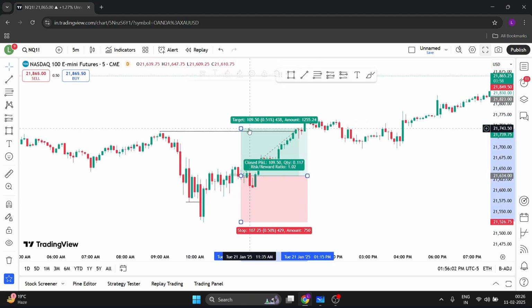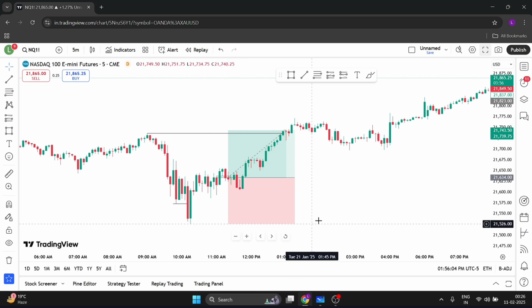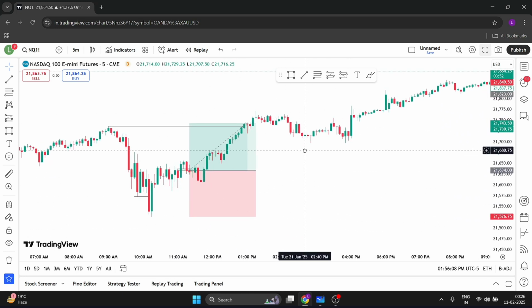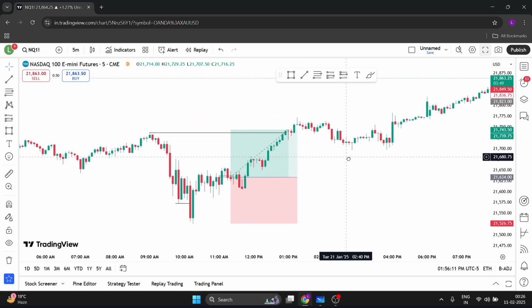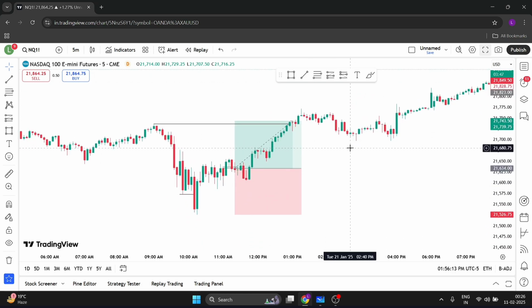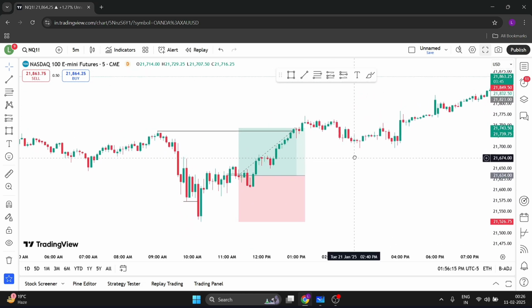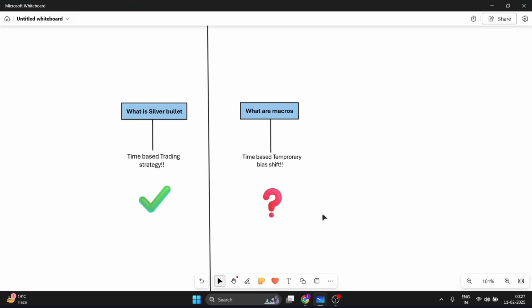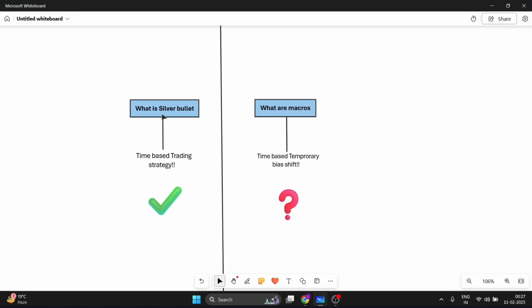If you want a more precise entry, you can also switch to the 1-minute time frame. It's not limited to the 5-minute chart. You can see how precisely it hit the target. I don't know what you guys are waiting for. A golden bullet from ICT or what? So, we just learned about the silver bullet.